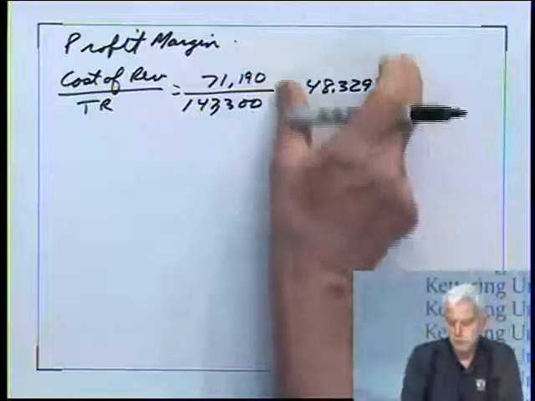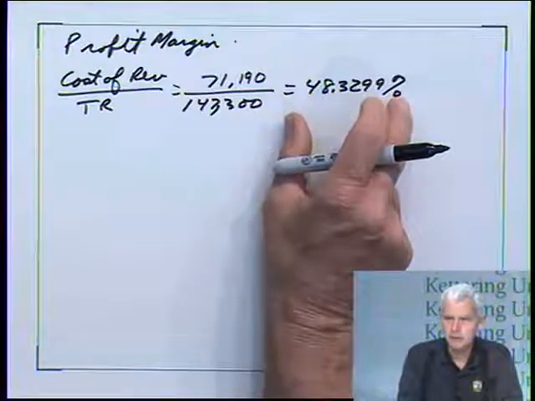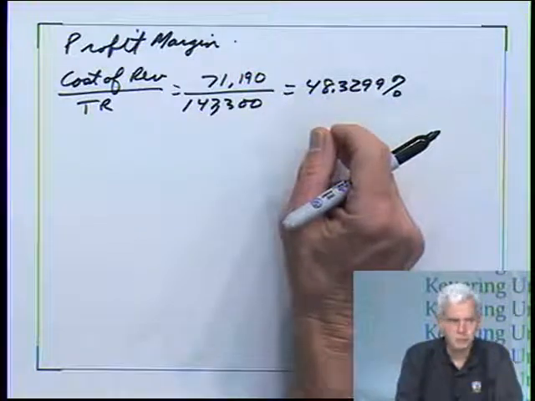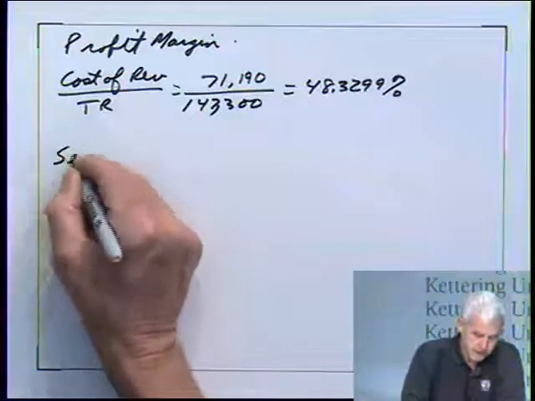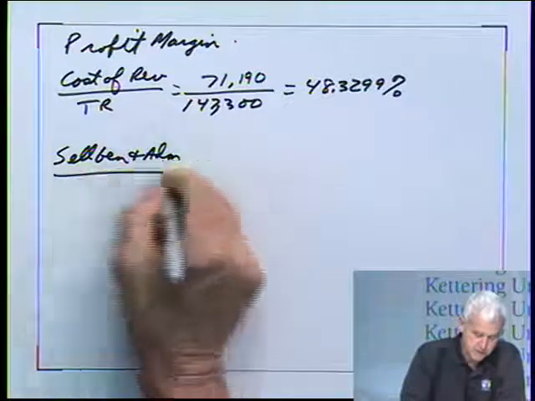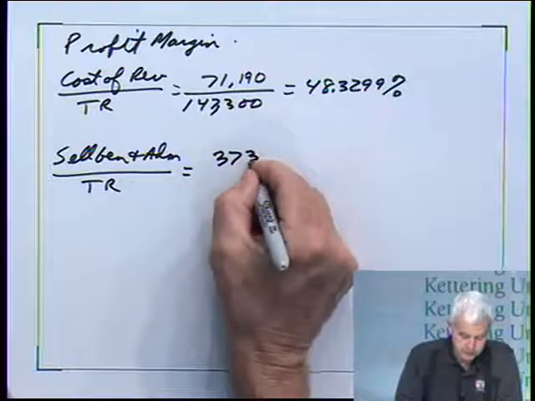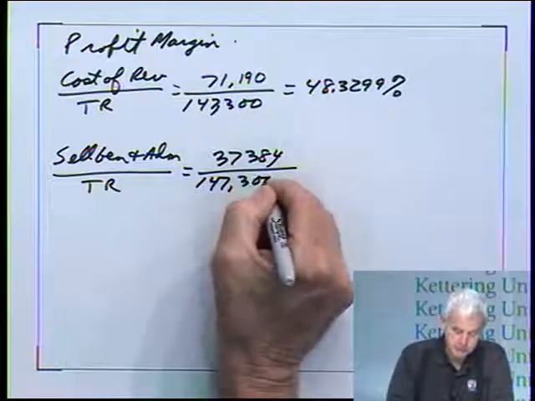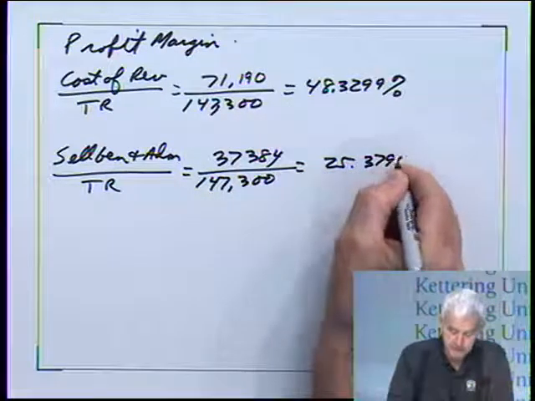And you're going to do this for 2 years worth of data, and you're going to say 2 years is a significant long-term trend. Because I'm not going to make you do 10 years worth of data just to watch you punch numbers. So we'll do it that way. Cost of revenue. And then it's selling, general, and administrative expenses over total revenue. 37,384 over 147,300, and that was 25.3795%.